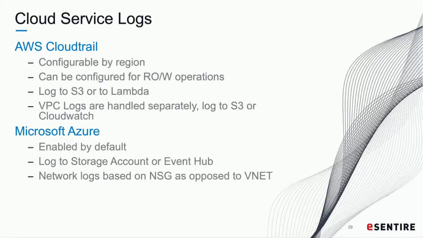Azure is fairly similar in the sense that they have their activity monitor. It's turned on by default. You can choose where you want to have it stored. You can go to a storage account or a service called Event Hub. And in the same way, their network logs are separate, but they're done through network security groups as opposed to VPC.